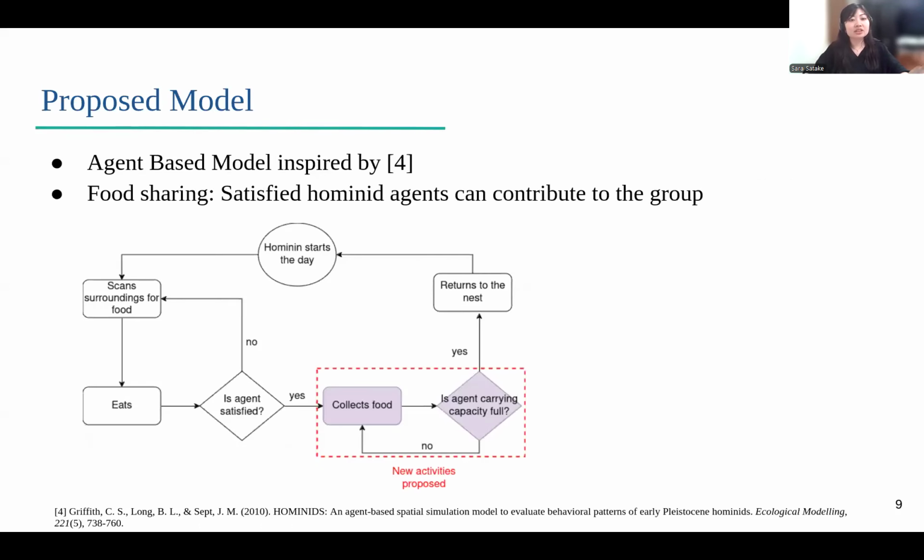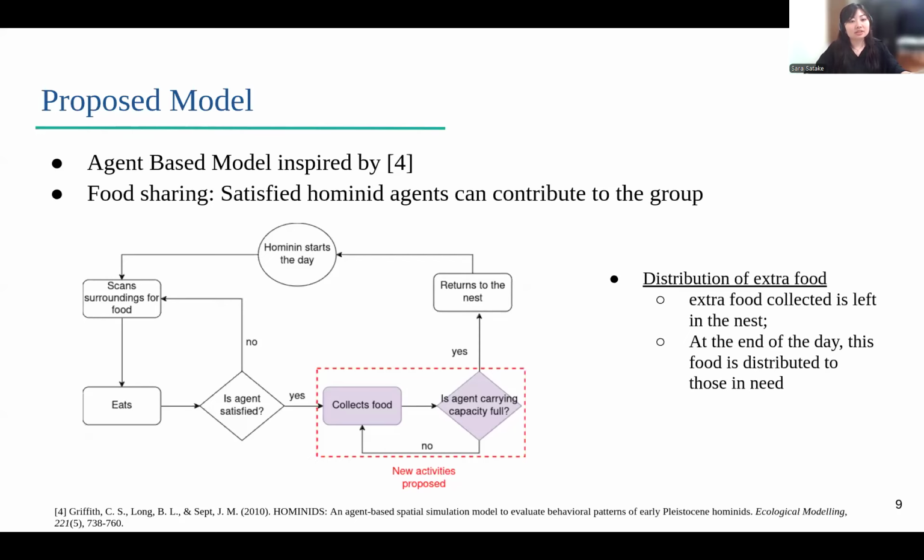So with this basic knowledge of the decision-making process performed by the hominin agents in the original work, we propose a new model more focused on social behaviors. In this case, the food sharing. So when hominid agents are satisfied, they can contribute in some way to the group. So this is the flowchart for the new model. We try to keep it as close to the original model as possible. This approach tries to awaken the importance of social interactions between agents. And with this, observe the main consequences to the group.